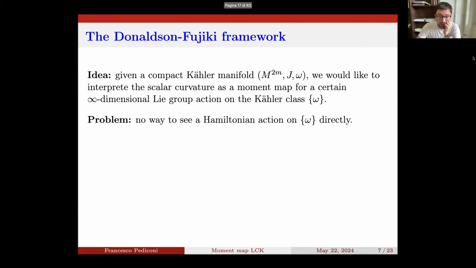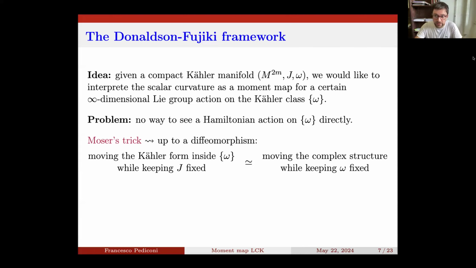Well, the problem is that if you try this approach, it seems that there's no meaningful way to see a Hamiltonian action directly on the Kähler class. So it seems that there's no symplectic structure on the Kähler class and no Hamiltonian action. So it's not really clear how to construct a moment map picture here.